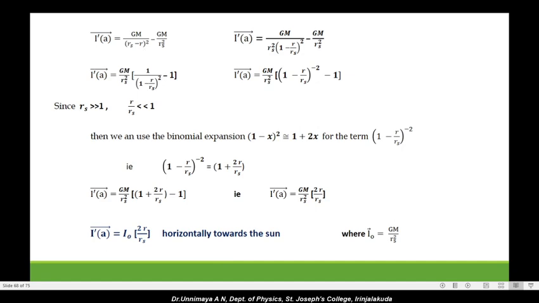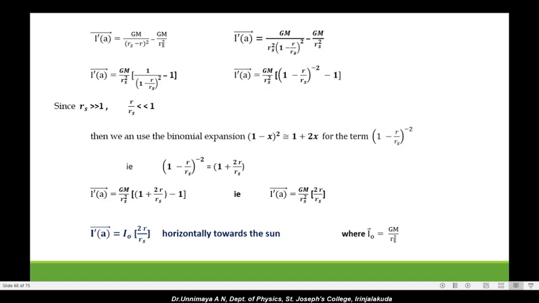That is, I prime A is equal to GM by (Rs minus r) the whole square minus GM by Rs square. We are going to rearrange the equation. That is, I prime A is equal to GM by, from this term, take Rs outside. So this first term will be equal to GM by Rs square into (1 minus r by Rs) the whole square, minus GM by Rs square.